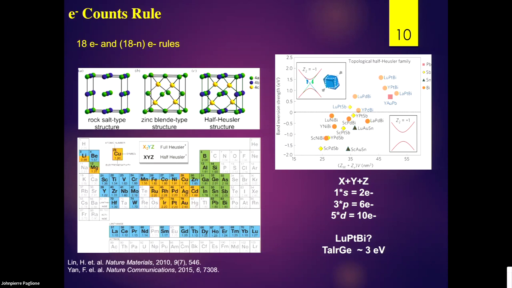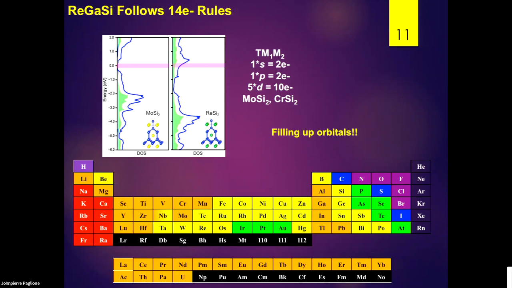So they said, how about this one? We make this fill the orbitals. They fill the 1s, 3p and 5d orbitals, all these orbitals, and then they make a stable compound. So 18 electron counting is very common. But nowadays, like what I said, people also like to find if there is a 12 electron counting. Just the same thing.